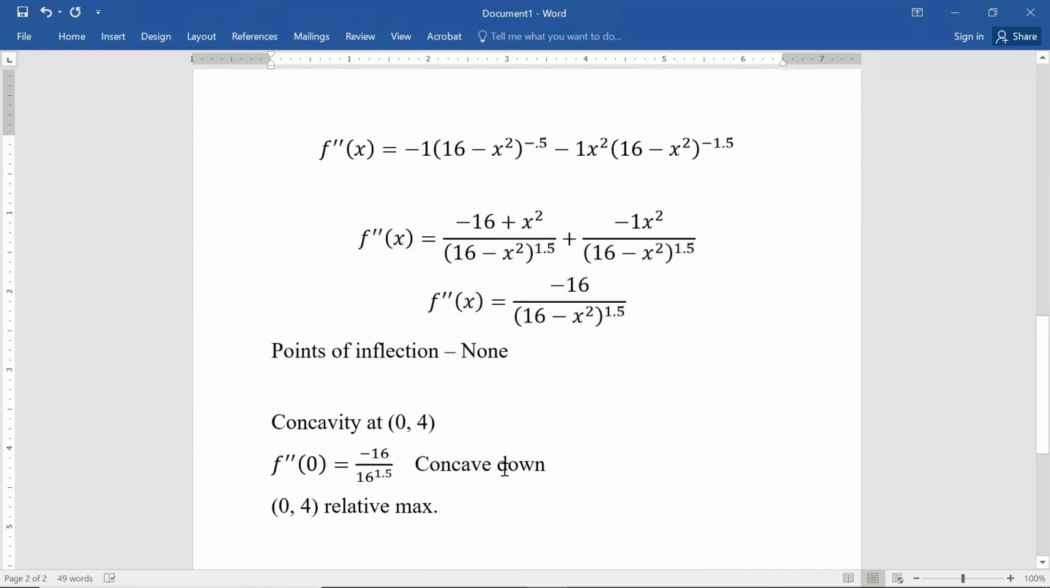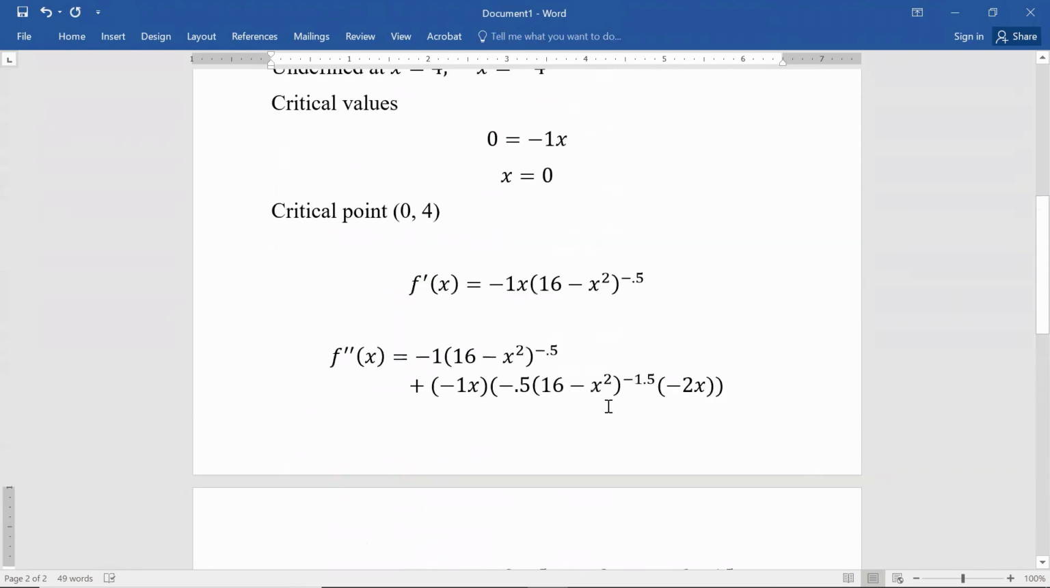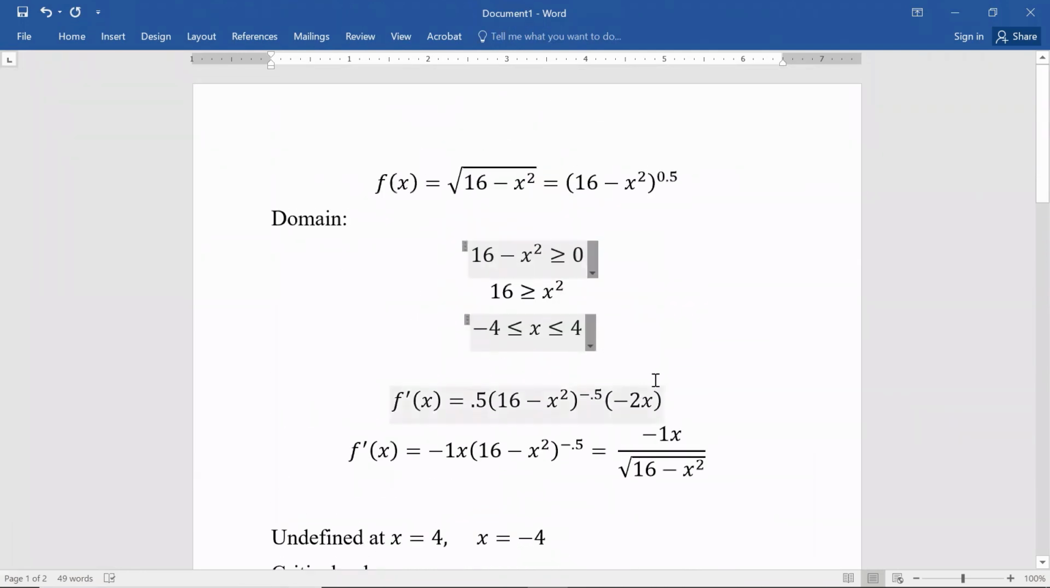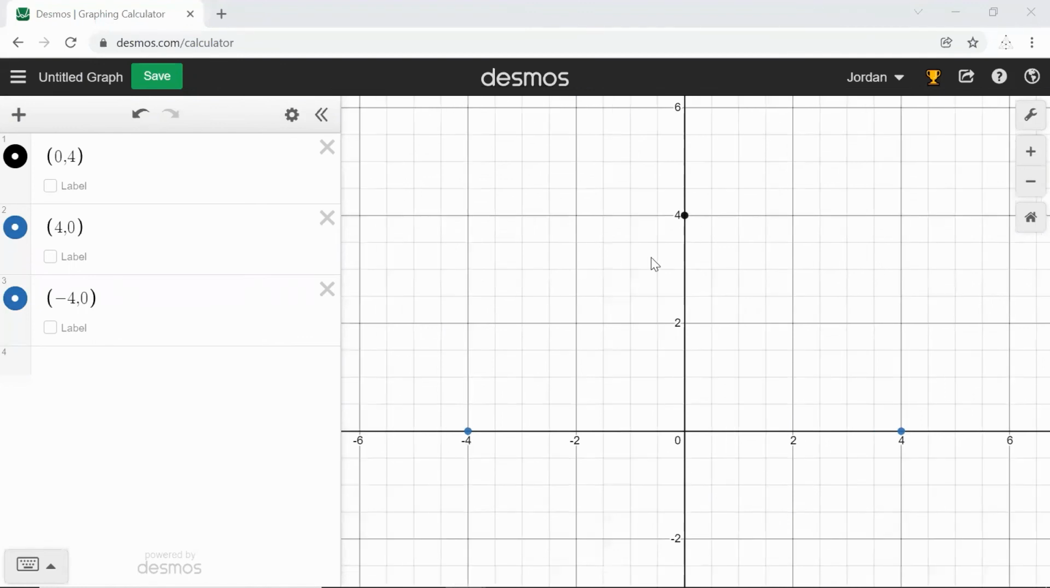Notice that I'm not figuring out what happens as x goes to infinity because my domain does not go to infinity here. My domain is restricted to between -4 and 4. That's why instead of looking at going to infinity, I looked at the start and end point of our interval. Now I have graphed the critical point up here at 0, 4, and we know that's concave down, and we know that our function starts at -4, 0 and ends at +4, 0. We kind of know the shape.